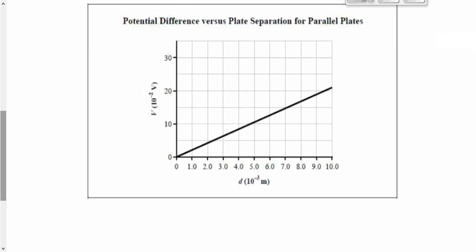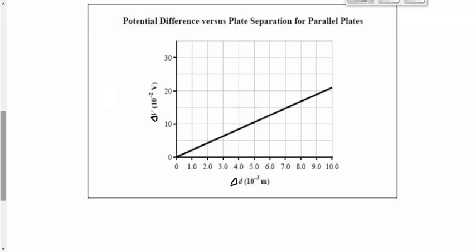Now, here's a graphing question. Potential difference versus plate separation for parallel plates. This graph is not labeled real well. It should be labeled delta D on the bottom and delta V right here. The reason that it's labeled V and D is because this is a really old question. They switched the curriculum about 12 years ago, and prior to them switching, some of the stuff was the same, some of the stuff changed. This stayed the same, but they changed the equation.